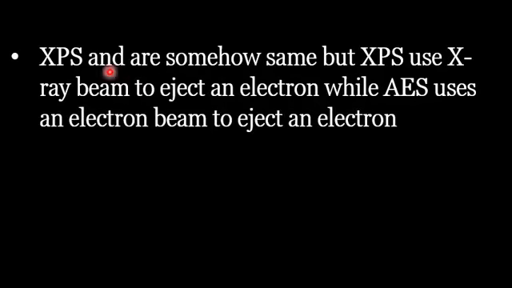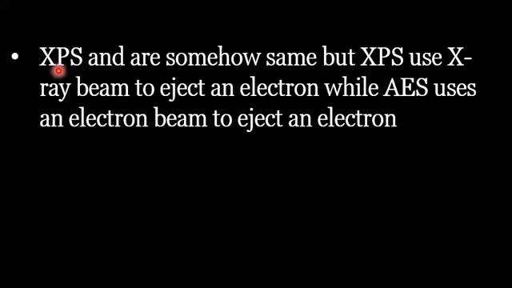Students, please note that X-ray photoelectron spectroscopy is also a technique to determine the elemental as well as chemical composition of a material. So the function of Auger electron spectroscopy and X-ray photoelectron spectroscopy is the same. Both are used for elemental as well as chemical composition of the material surface.